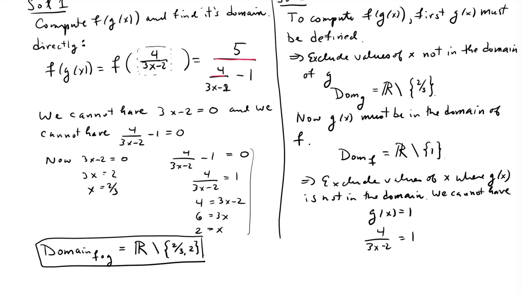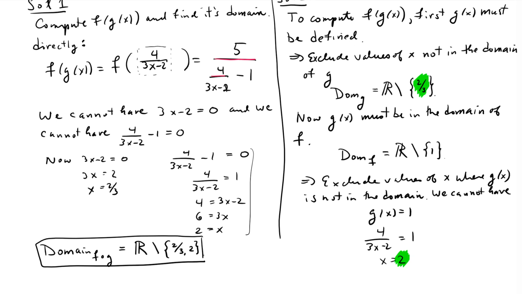So this part that I've done here, that's exactly it. So that's going to give us, once again, x equals 2, which means that if we summarize what we found, we need to exclude values that are not in the domain of g, so we need to exclude 2/3, and we need to exclude values of x such that g of x equals 1, because f is not defined there.